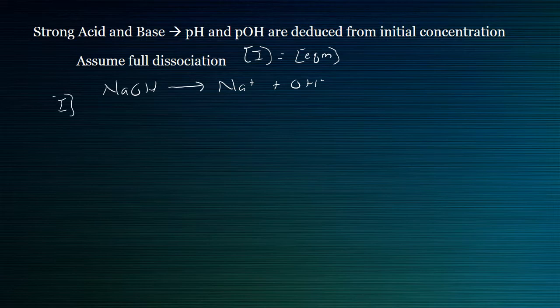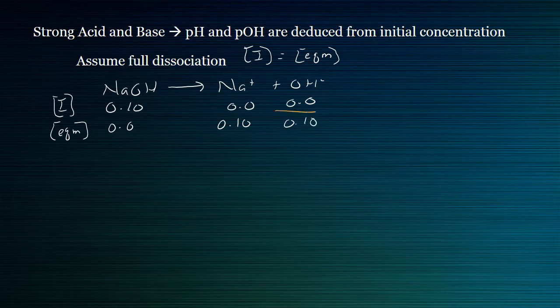If you have your initial concentration at 0.10, we can ignore the change because this change is going to be the same. We assume full dissociation, right? So that means we should have no sodium hydroxide left over. And that means that should all go to our sodium and our hydroxide ion concentrations. Well, I really don't care about the sodium, right? I really only care about that hydroxide because that is what makes it a base. So therefore, what is the pH of this system?